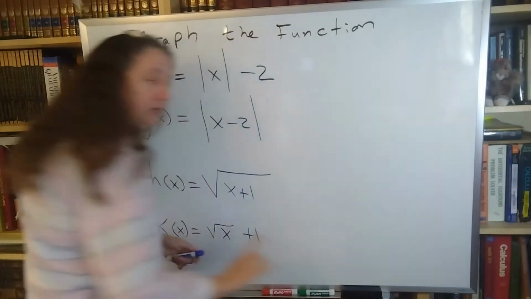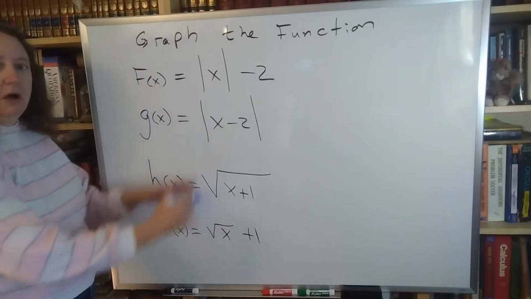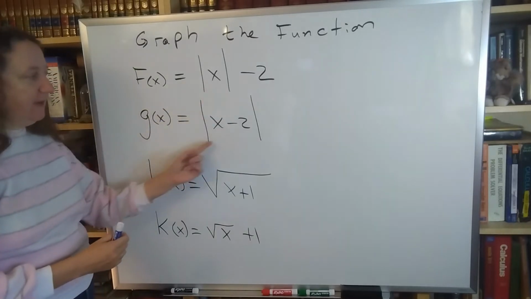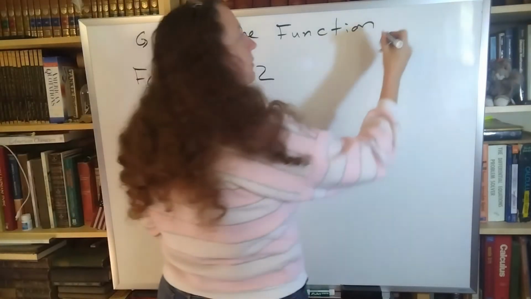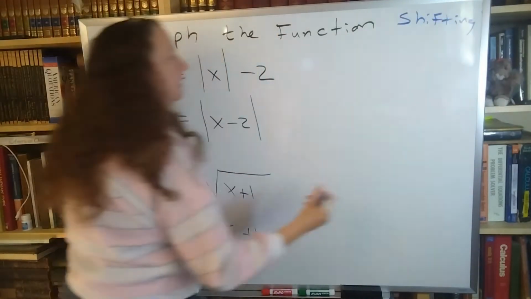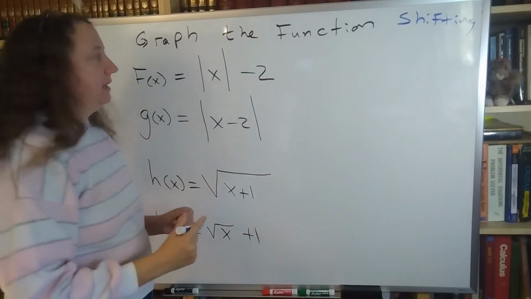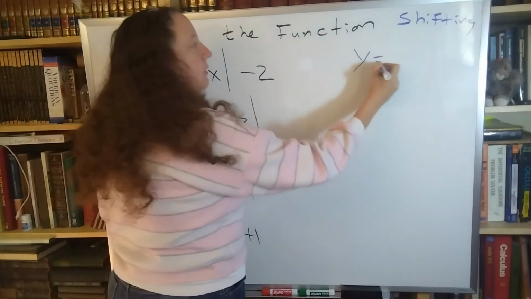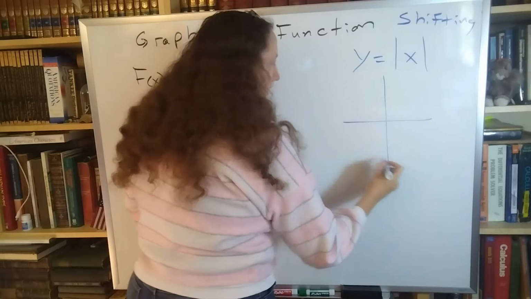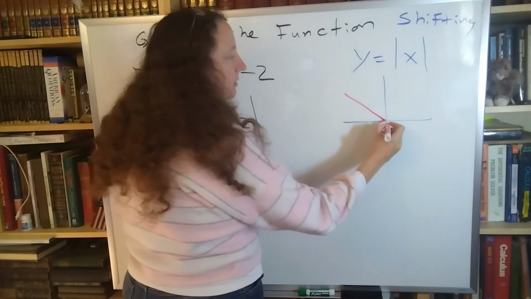However, there is another way, and that is by shifting the graph of the original basic function to make it look like the modified function. So we're going to do this by shifting. In order to do that, we need to know, what does the basic function look like? So if we look at y equals absolute value of x, we are going to get a graph that looks something like this.